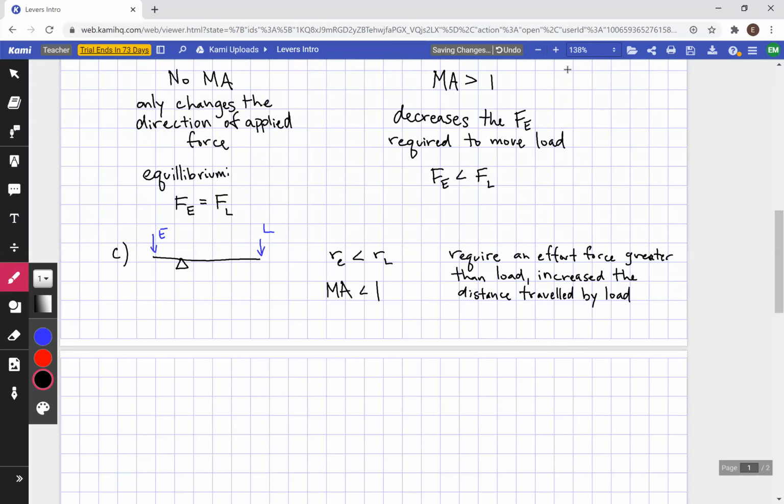So say you want your load to swing really wide, then you would put your fulcrum closer to the effort. You would have to put in more effort, but the load is going to cover a greater distance. So in this situation, the effort force is going to have to be greater than the load force.